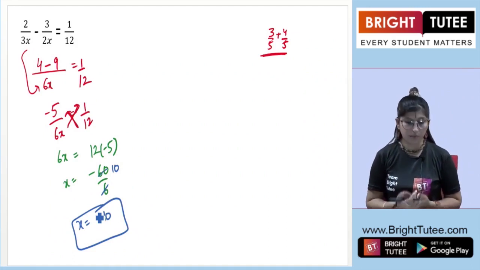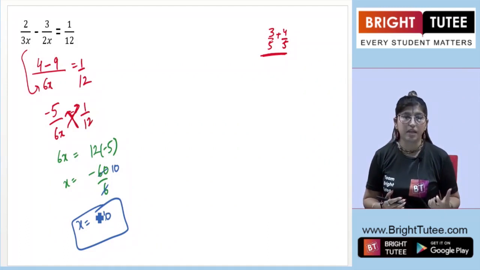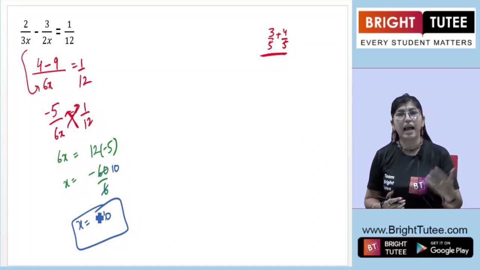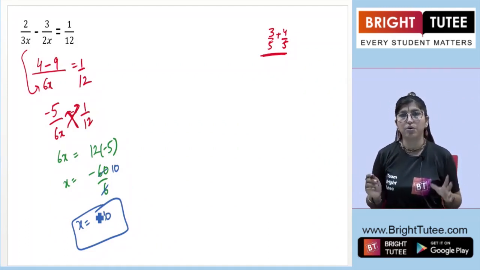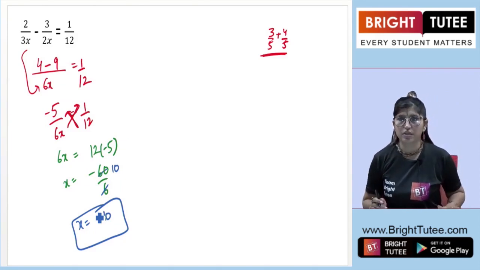You can check whether what you found is correct by putting the value of x as minus 10 into the left hand side and right hand side and seeing if they are both equal or not. You can try it and do it yourself if you want.